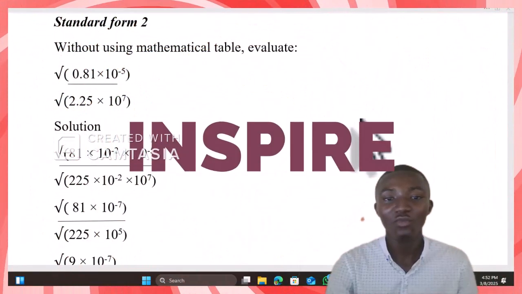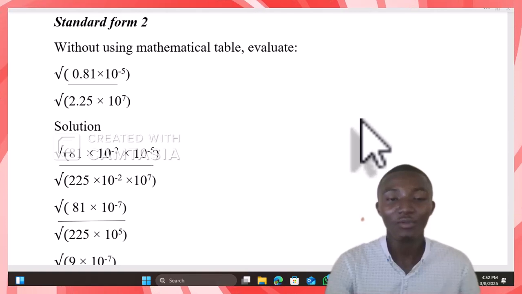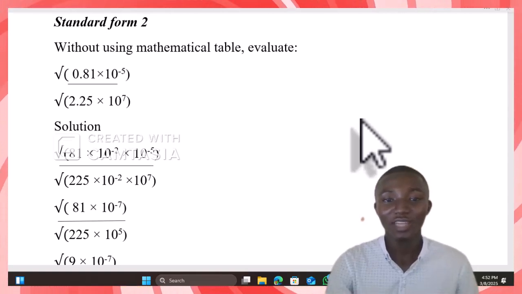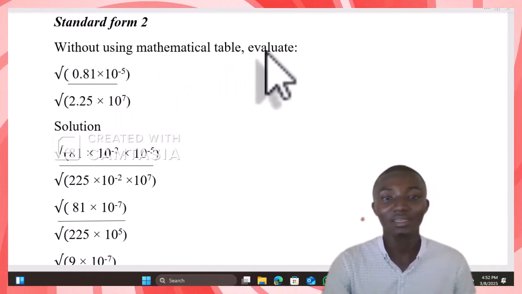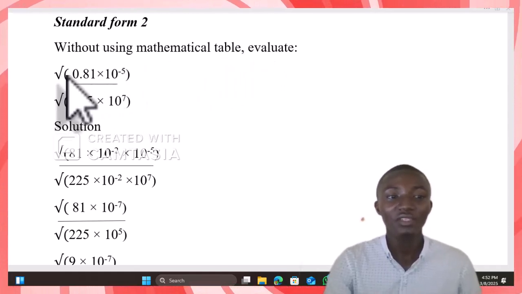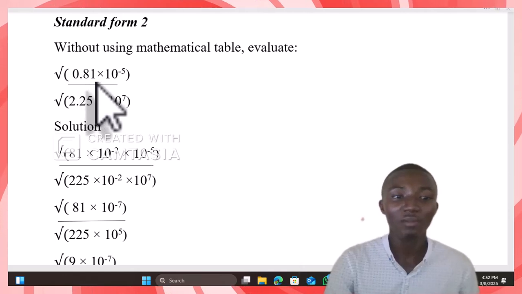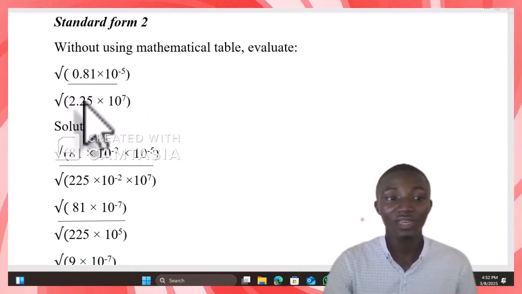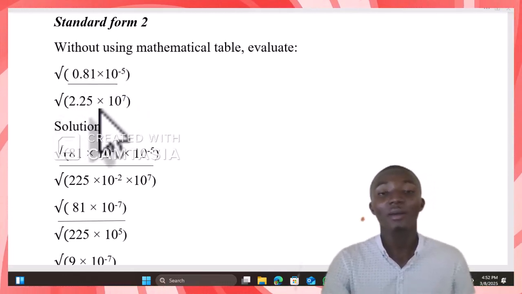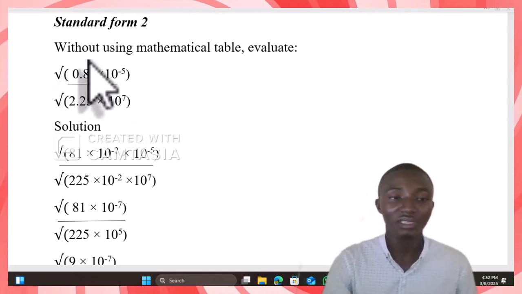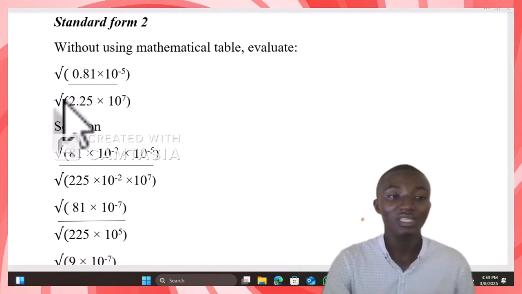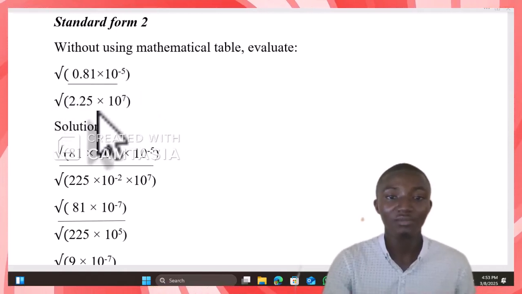Today I have one wonderful problem in standard form that I want us all to look at within a minute. Okay, so we have this problem. Without using mathematical table, evaluate the expression square root of 0.81 by 10 raised to the power negative 5, divided by square root of 2.25 by 10 raised to the power positive 7. Note this square root is affecting everything in the bracket, and this square root also is affecting everything in the bracket.